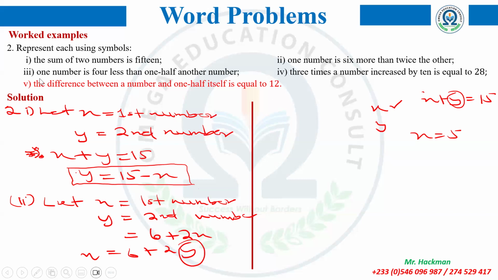Okay, so now let's move on to the third one. One number is 4 less than 1/2 another number. Okay, and here you can see that whatever we were talking about is in play now. So I expect you to give me the right thing. In this case, it will be the same as the other one. Which one you take as the other number and which one you are supposed to take as the number that you are looking for. Is my point well made?